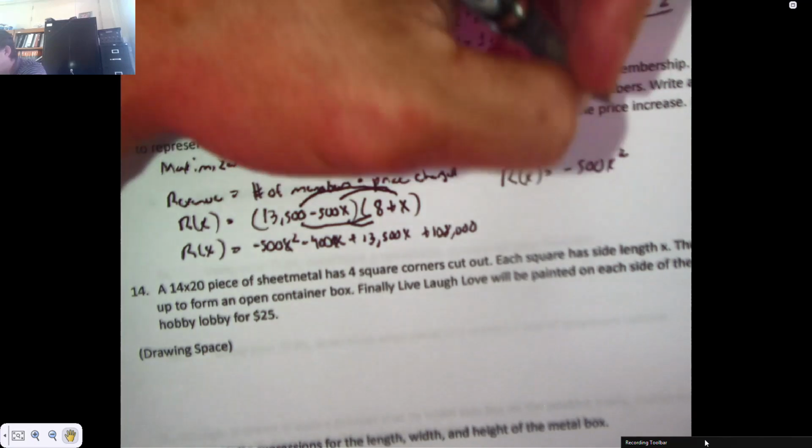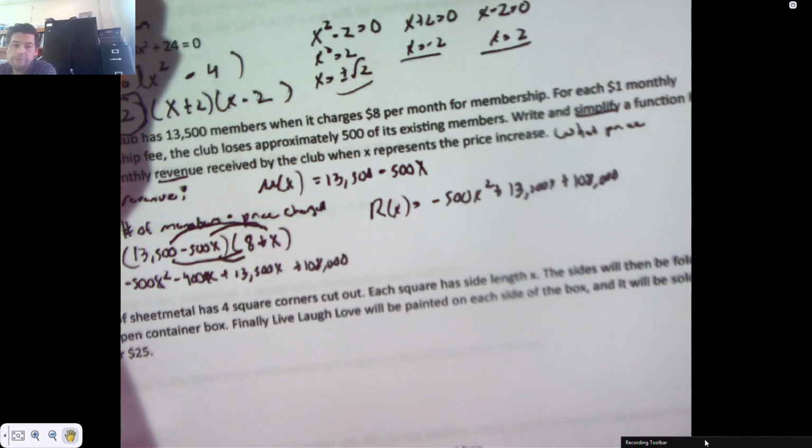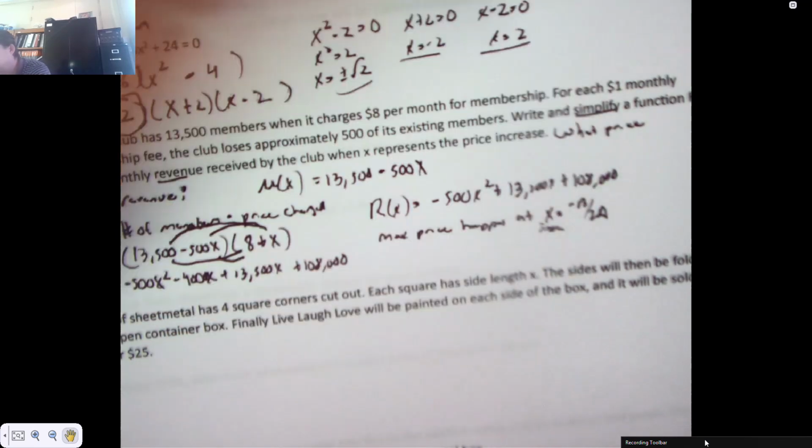Now let's write that in standard form. Revenue as a function of X is negative 500x squared plus 13,100x plus 108,000. And I want to know what price maximizes revenue. Now, this is about revenue as a function of price increases, okay? The max price happens at X equals negative B over 2A, at least X increases, okay?